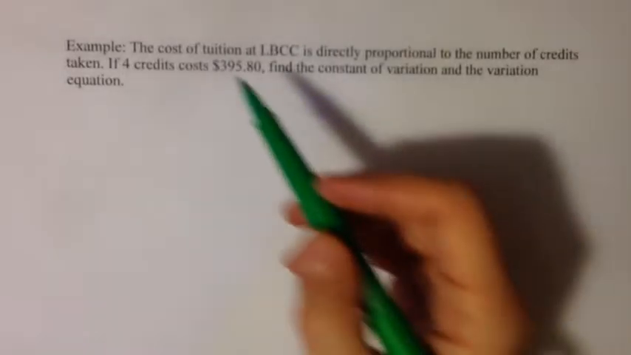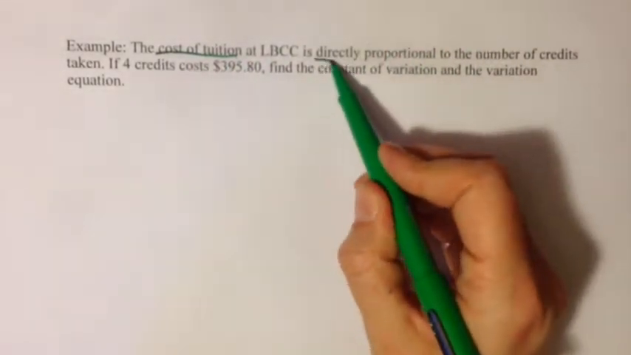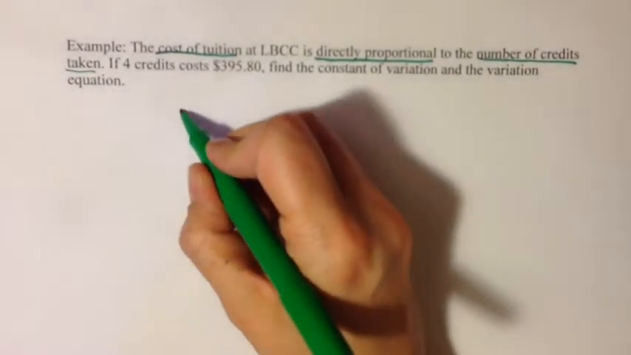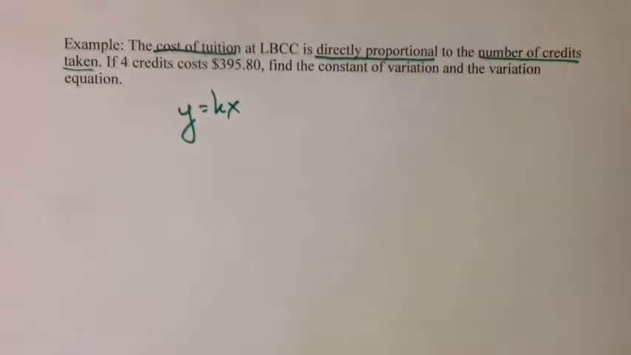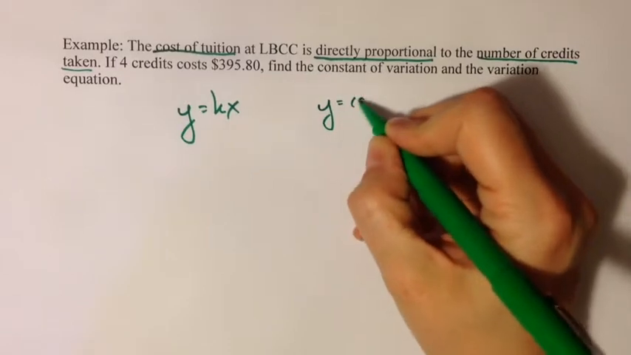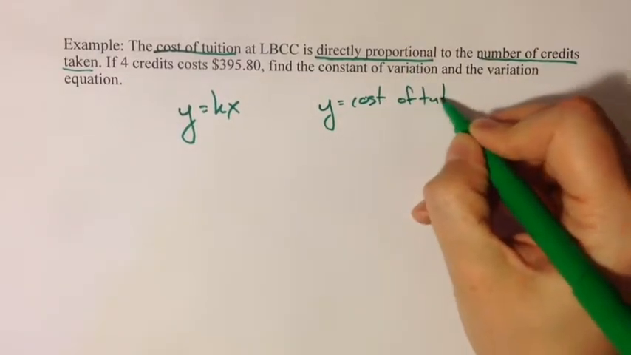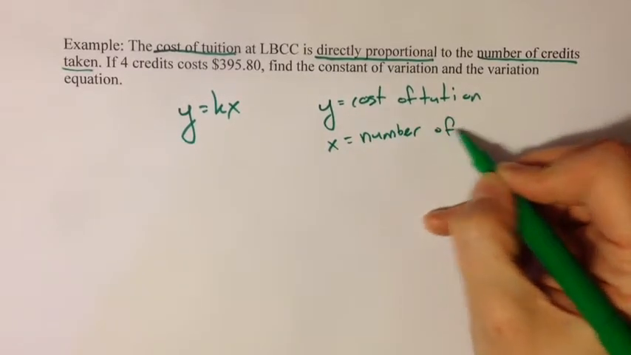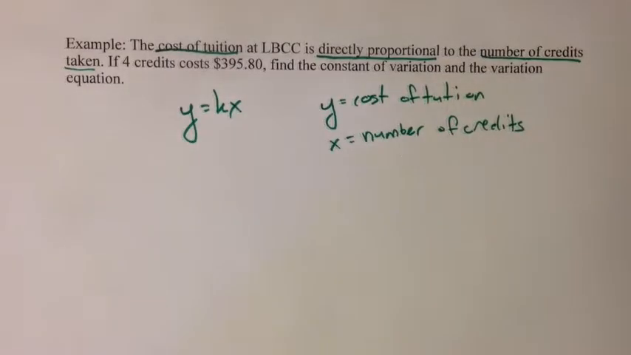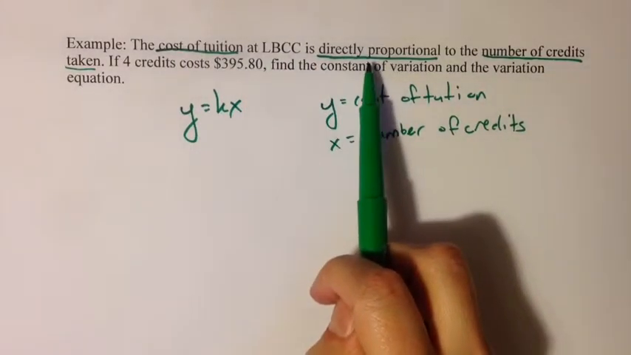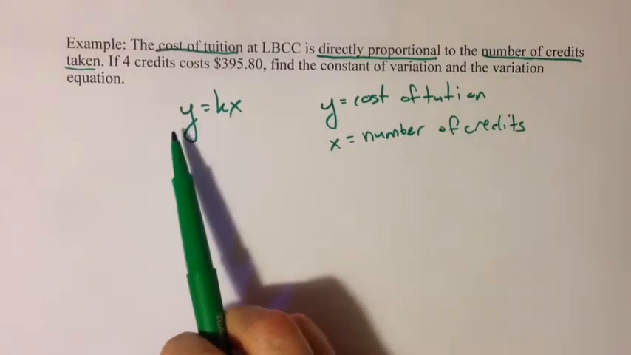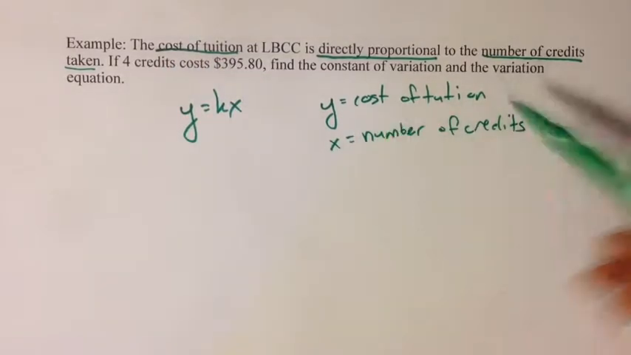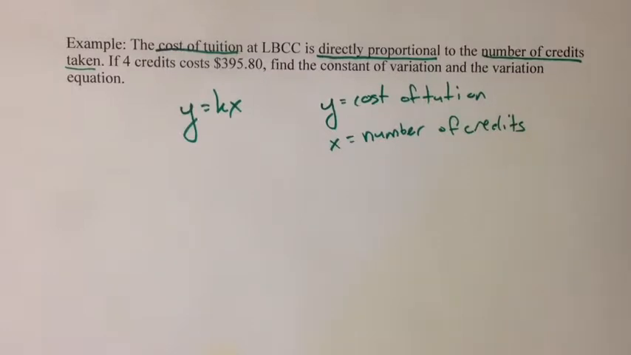Because this problem says that the cost of tuition is directly proportional to the number of credits taken, I know that I have an equation like y equals k times x. And I'm going to go ahead and say that y will be the cost of tuition, and x can be the number of credits. Because this problem tells me that one thing is directly proportional to another thing, I know that I have an equation where both my variables are on the same level. I can always go ahead and pick the first thing to be my first variable, and the second thing to be my second variable, but ultimately it doesn't really matter that much.